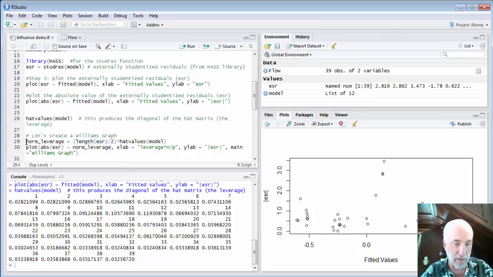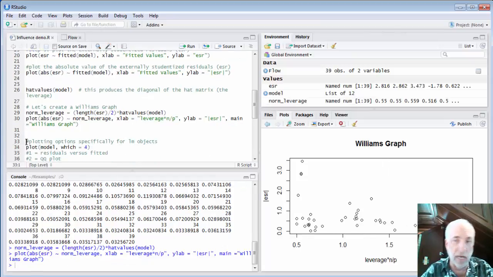Now, if I run that and then plot it, I have a Williams graph: magnitude of the ESR versus the normalized leverage. Here I have the 2 points above 2.0, which I consider the high leverage points. I also have points that have a large ESR, but they're very low leverage.